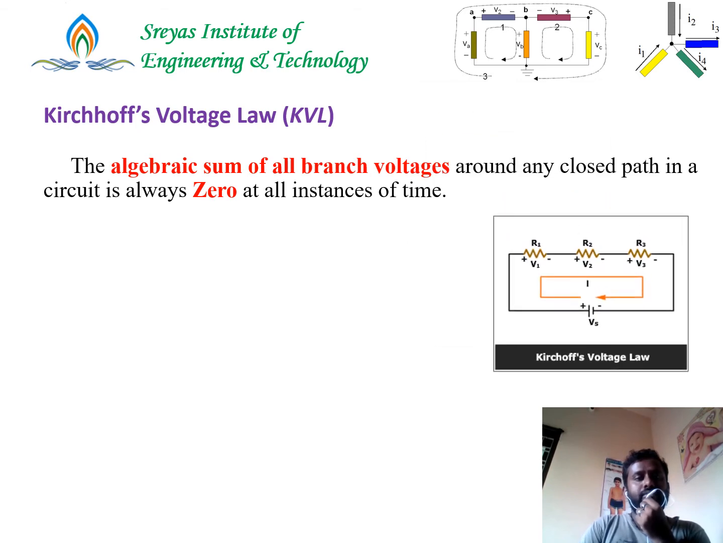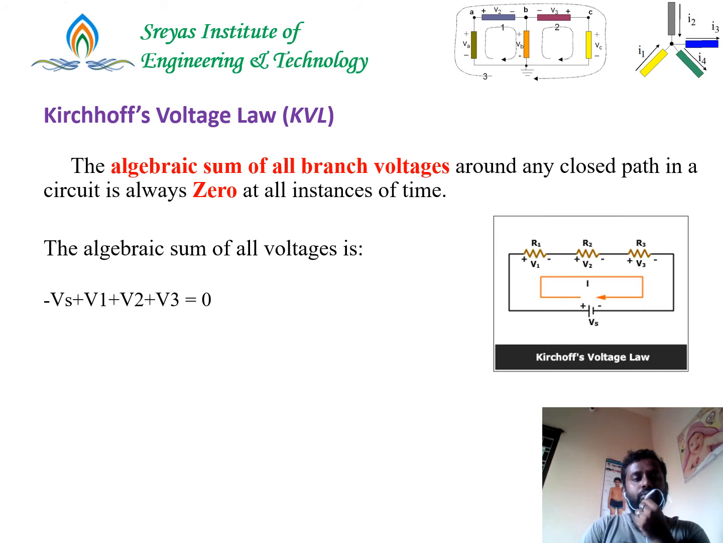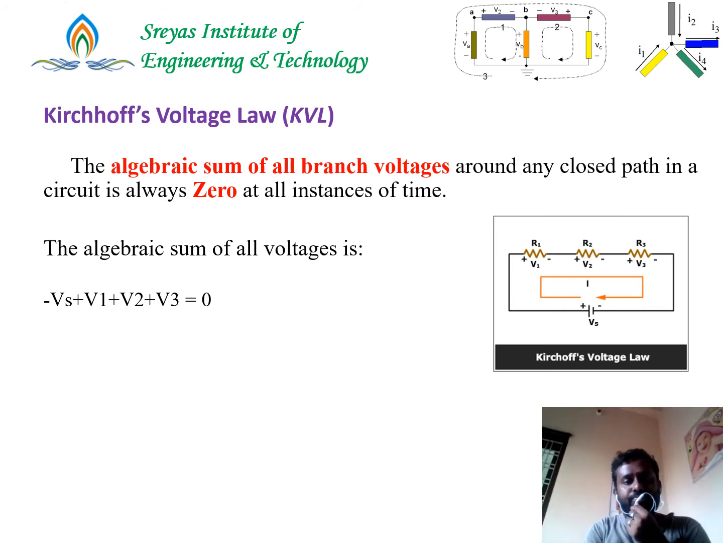If you can see, there are three resistors connected in series, R1, R2, R3, and there is a supply voltage Vs, and because of this there is a current I flowing. As all the resistors are connected in series, the current through all of them will be the same, and there will be voltage drops of V1, V2, V3. According to Kirchhoff's voltage law, the algebraic sum of all the voltages is 0. That is, minus Vs plus V1 plus V2 plus V3 is equal to 0, or you can write Vs is equal to V1 plus V2 plus V3, which is nothing but the algebraic sum of all the voltages is equal to 0, or the sum of voltage rises is equal to the sum of the voltage drops.